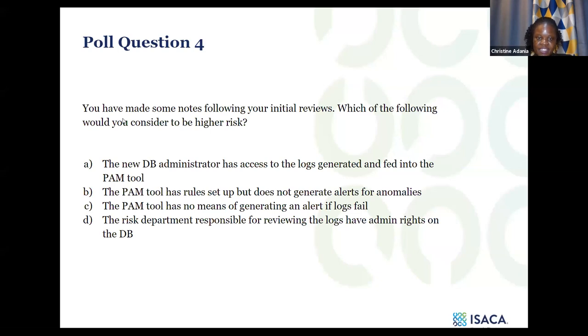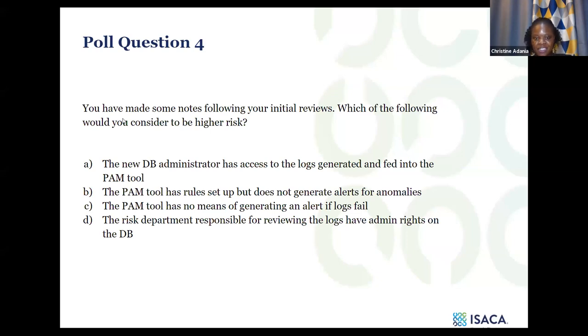The risk department responsible for reviewing the logs have admin rights on the DB. Okay. So they're asking you, which of the following would you consider to be a higher risk? From all that I've been going on about, which one would you consider a higher risk? Here you see that the new DB administrator has access to the logs generated and fed into the PAM tool.